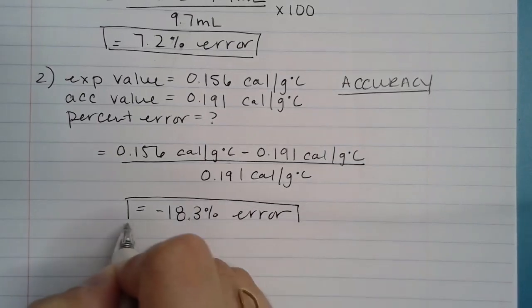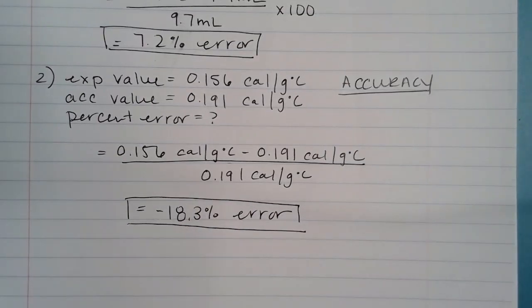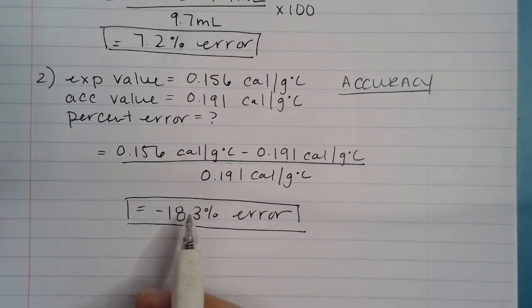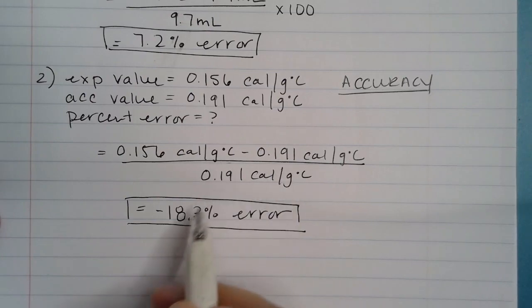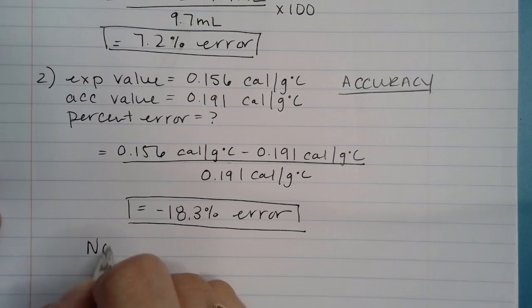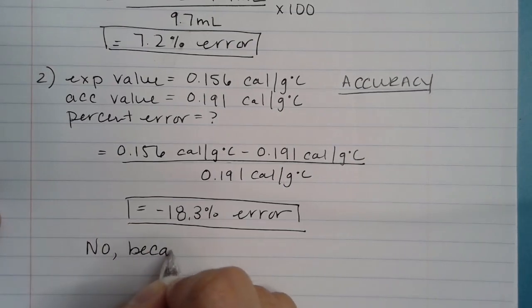Now, the question particularly is not asking for the percent error, but you need to find the percent error in order to answer the question. So although I boxed this one, you need to take this a step further, because it's asking, is the student accurate? And then explain. So let's look at this value. Is the student accurate? We have negative 18%. This student is 18% lower than what they should have gotten.